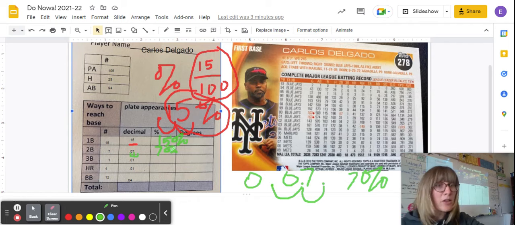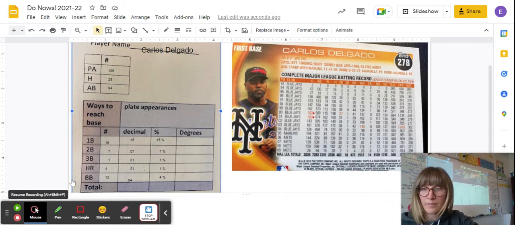Okay, and you're going to follow that along, and you're going to do that for all of your players. You're going to whoop, whoop your decimal over two place value spots to make it look like a percentage.